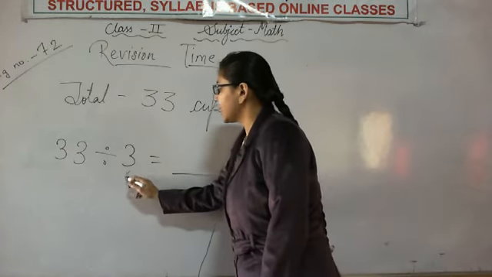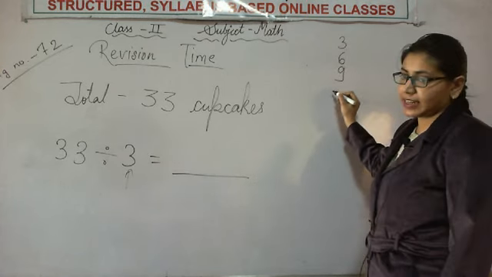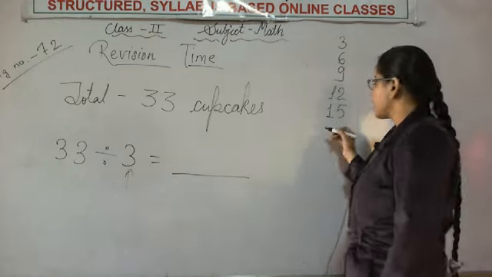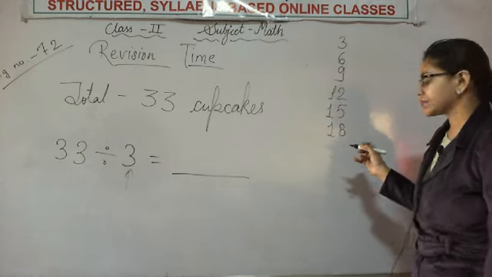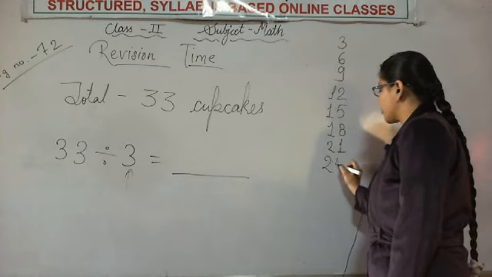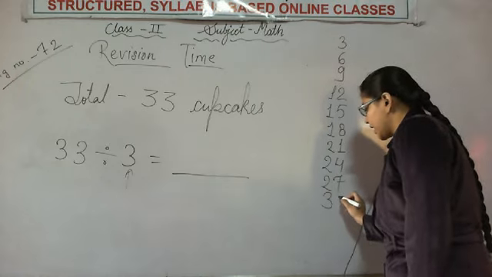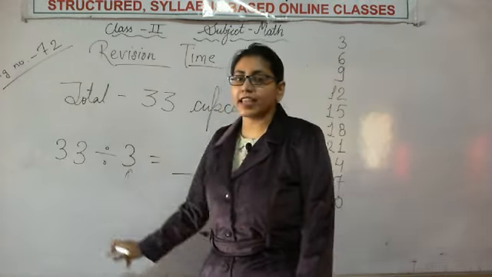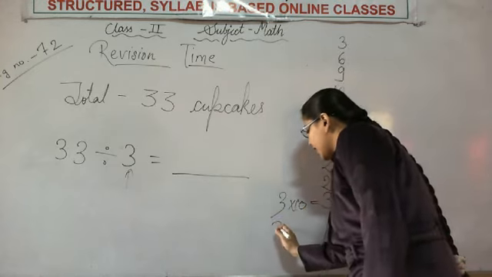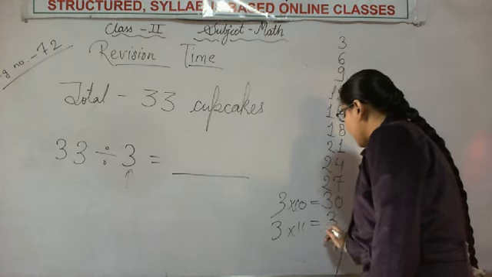For this we need to see the table of 3. 3 ones are 3, 3 twos are 6, 3 threes are 9, 3 fours are 12, 3 fives are 15, 3 sixes are 18, 3 sevens are 21, 3 eights are 24, 3 nines are 27, 3 tens are 30. We need 33, so we will extend the table of 3. 3 tens are 30 and 3 11s are 33.